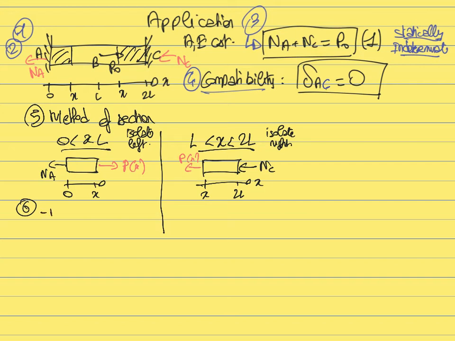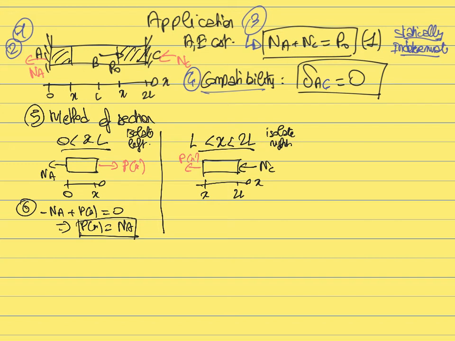In this case, NA has a negative projection, and P of x has a positive projection because it's pointing towards the right. So what you find in this case is that P of x is equal to NA. So that's the value of the internal load. That's not the final result because we don't know what NA is, but at least at this point we find that the internal load between 0 and L is equal to NA.